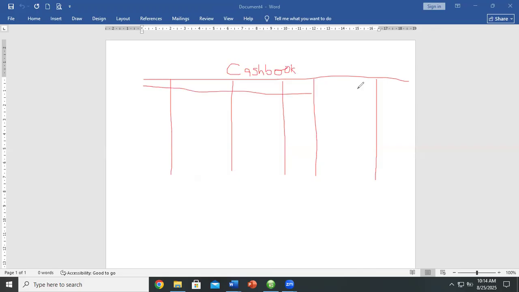As you read the first transaction, which was about amount received from the owner as capital, you put the date here, which I think we saw was 1st May, and the details was capital, right? Then you put the amount there. So that's how it should be if you are doing it in your exercise book.